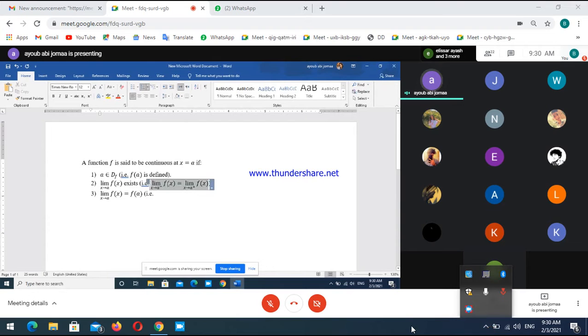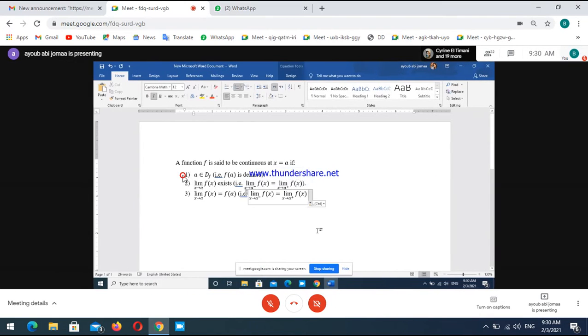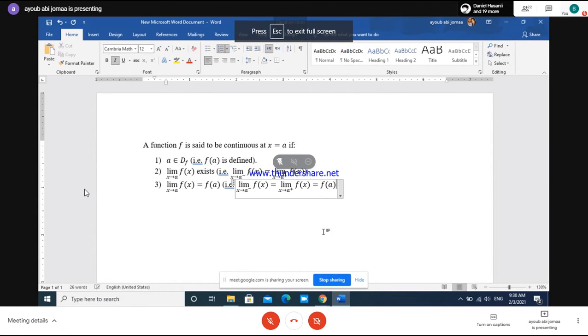The limit from the left is equal to the limit from the right, which is equal to f of a.